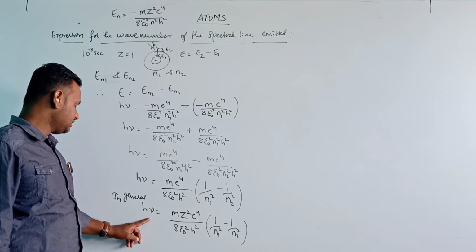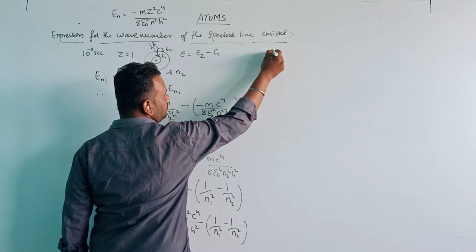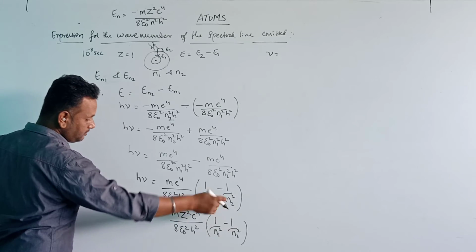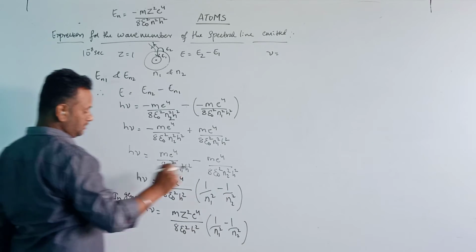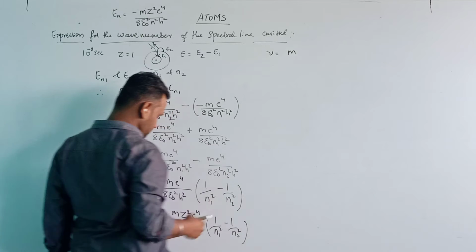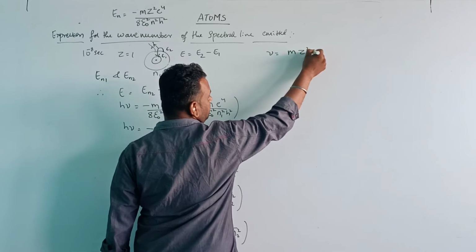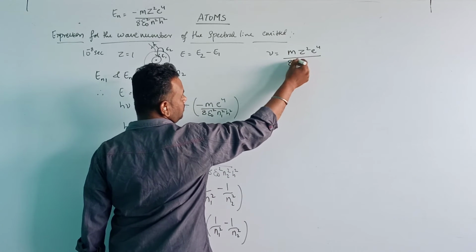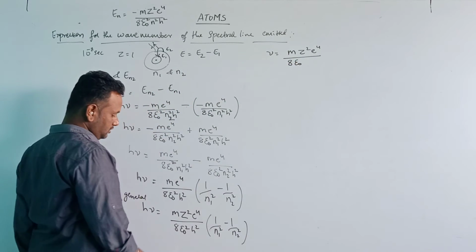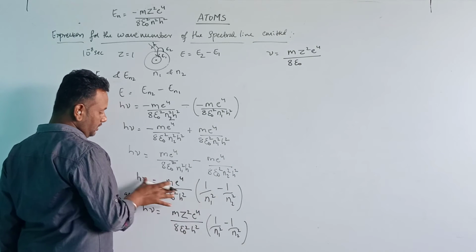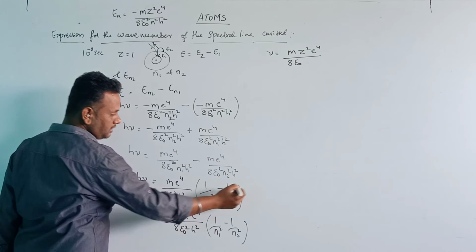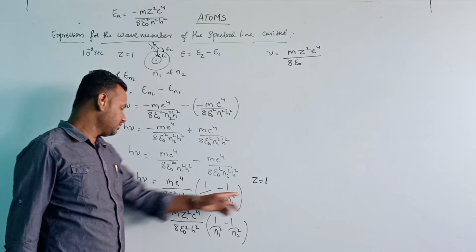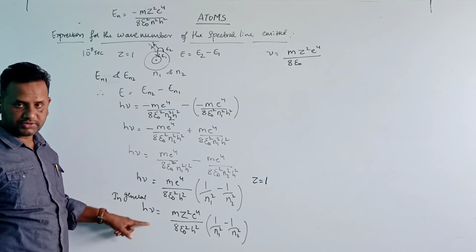So I can write this as nu is equal to, taking this h in the denominator of this RHS side, then it becomes m z square e to the power of 4 whole divided by 8 epsilon naught. Don't get confused here, I have not taken z here, because I have taken z as the atomic number of the hydrogen atom, that is z is equal to 1.